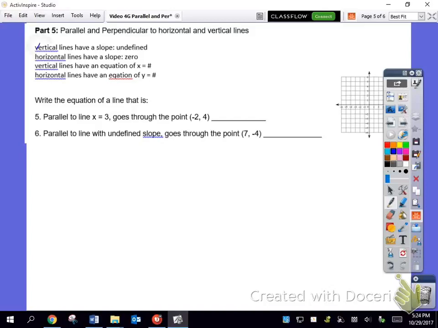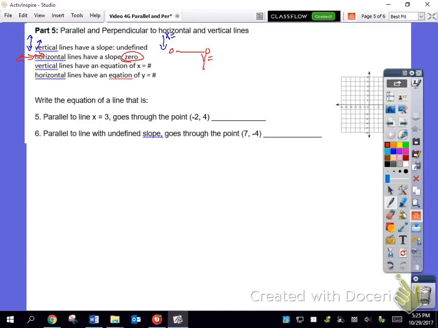On part 5, remember we had vertical lines. Vertical lines, that is your up and down line. The horizontal, from the H, remember the horizontal goes across. So horizontal lines are side to side and they have a slope of 0. Vertical lines are undefined. The horizontal lines have a slope of 0. Vertical lines have an equation of x. So if it's vertical, it's going to be x equals. If it's horizontal, it's going to be y equals.